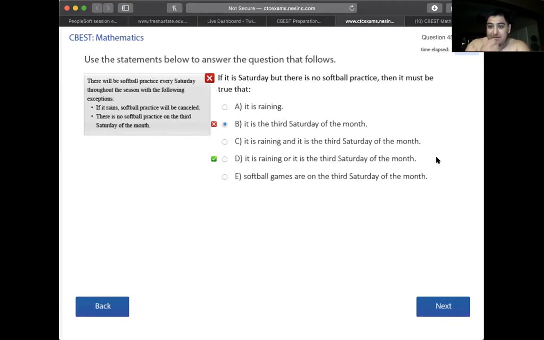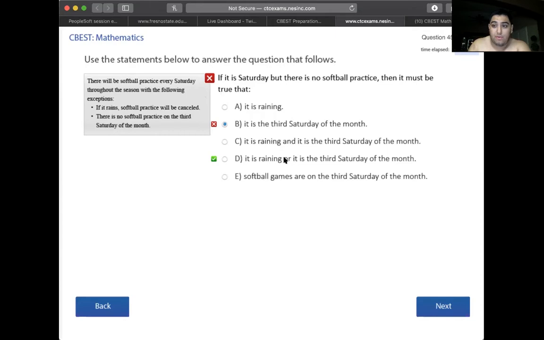Like I said, if those two were the case, then on the third Saturday, there's no practice. But if it was raining, it says right here, if it rains, softball practice will be canceled. But it wouldn't be canceled because there's no practice to begin with. So that one is kind of not really the right answer.